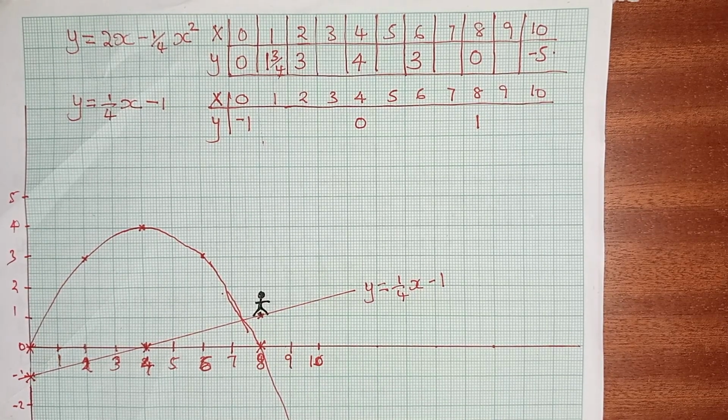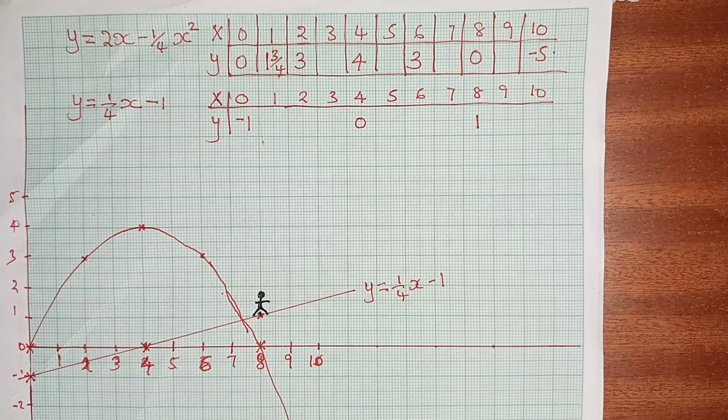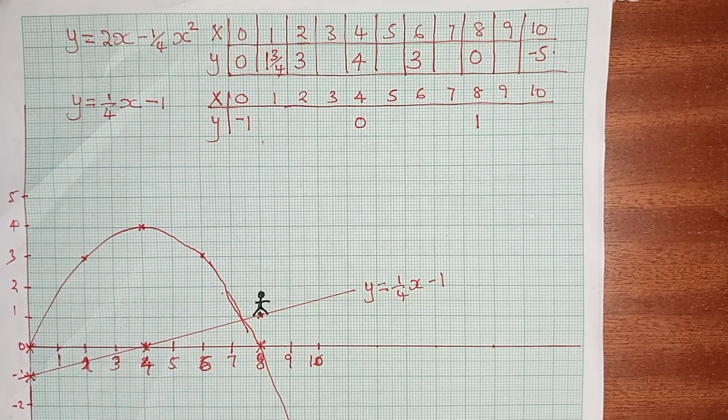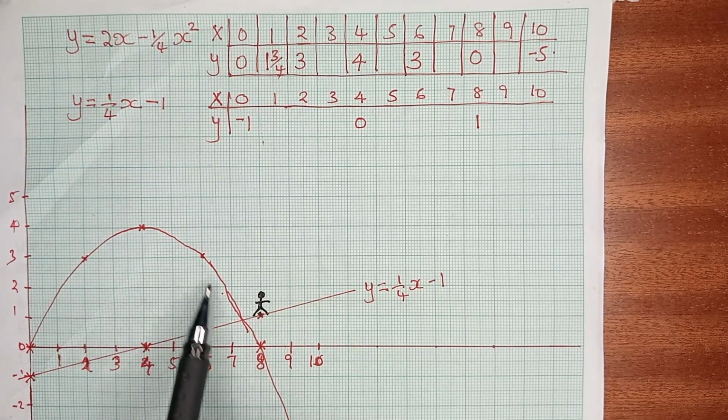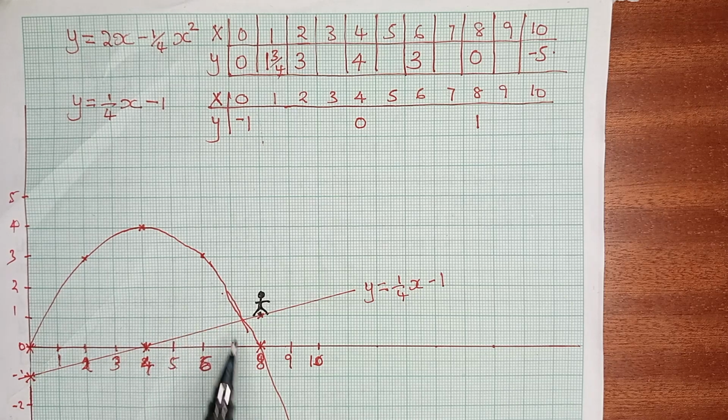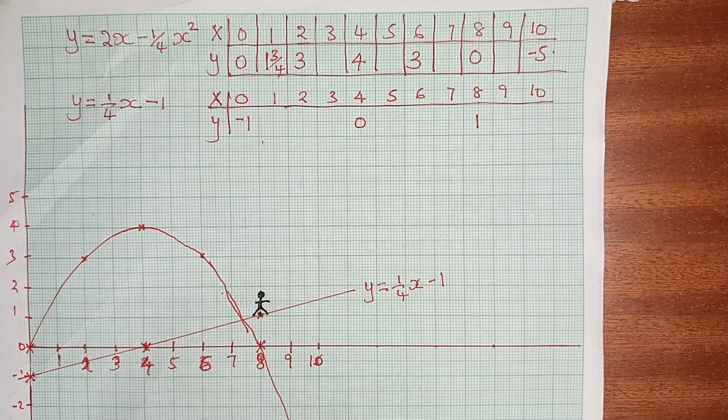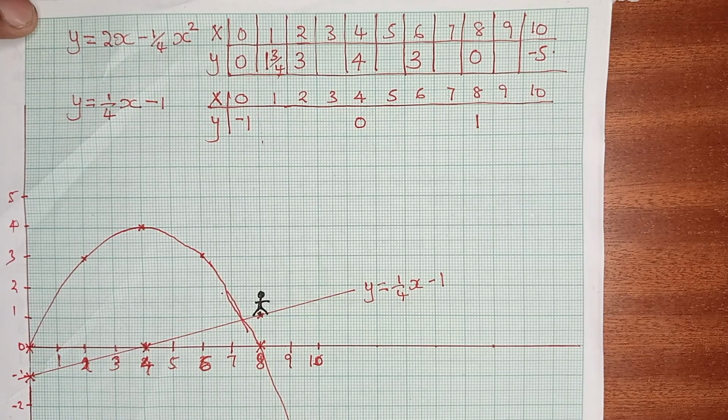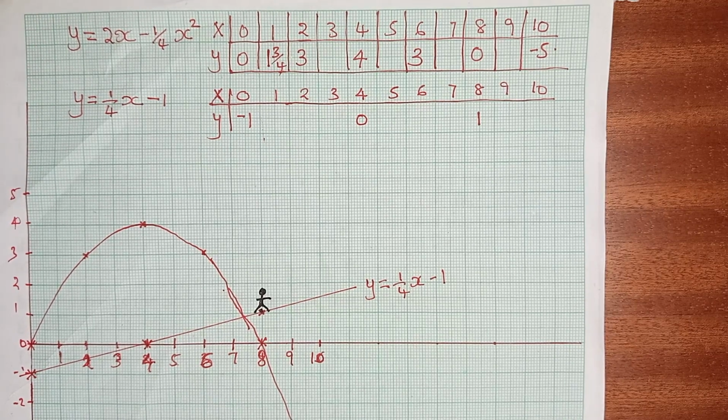So did Mary manage to make Peter wet using water? And the answer is no. You can see the path of water. The path of water does not reach where Peter is, and therefore Mary did not manage to frustrate Peter. And that is the answer to part A of the question.